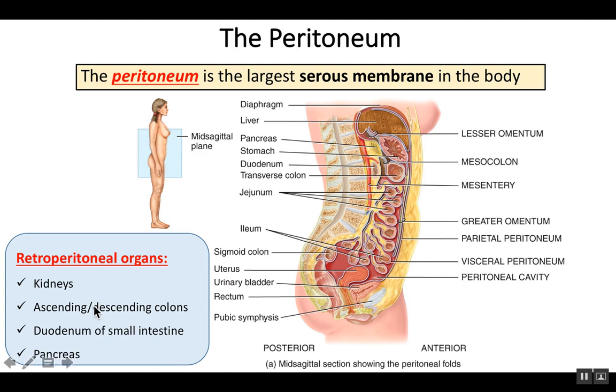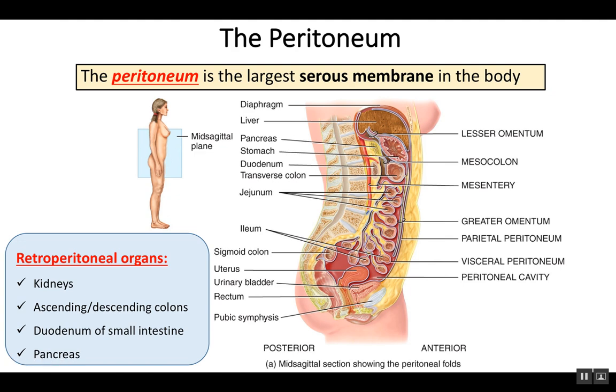The part of the small intestine known as the duodenum is retroperitoneal. Now that you can see. Notice here we're pointing to the duodenum. That's part of the small intestine that comes off of the stomach. Notice it is in the back. It's behind all these membranes. All right, so it's known as retroperitoneal. You'll also notice the pancreas is retroperitoneal. It's behind these peritoneal membranes. So those are the retroperitoneal organs.